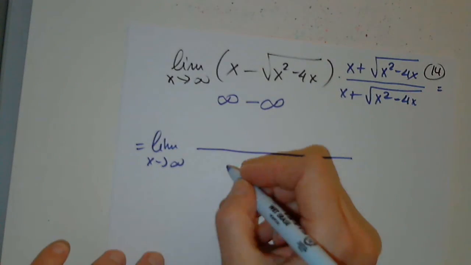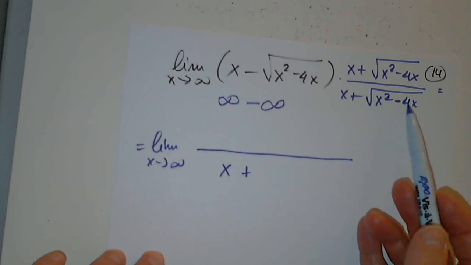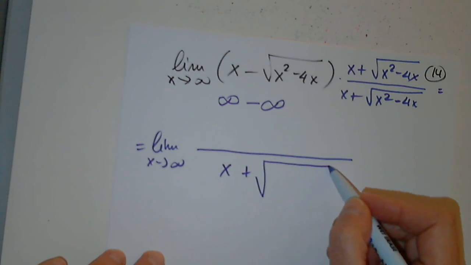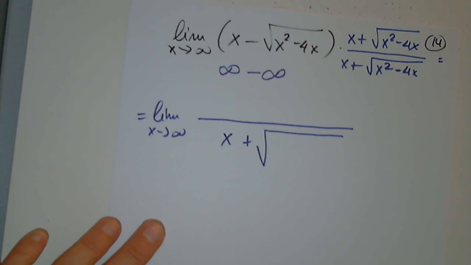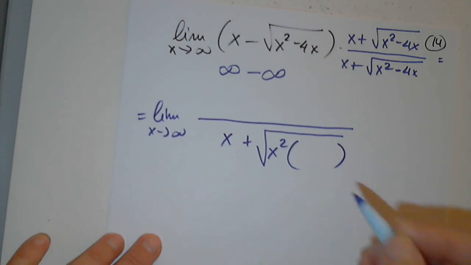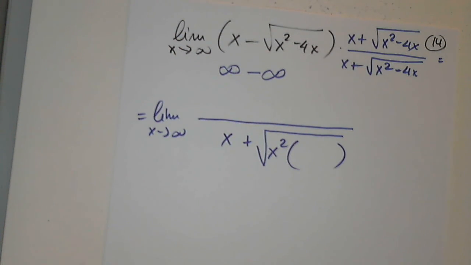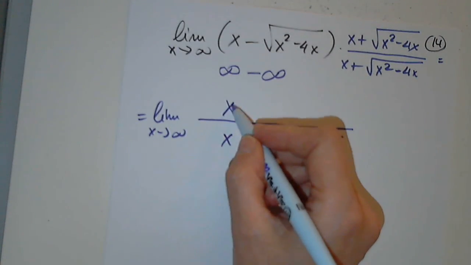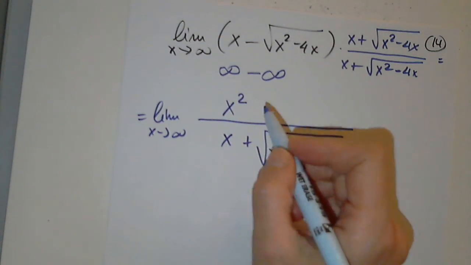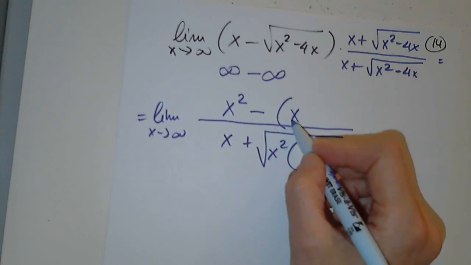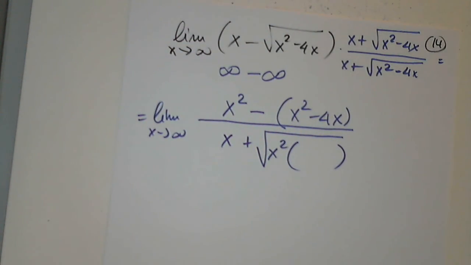I'll copy the denominator, but now I know what I have to do, so I'm going to immediately factor out what under the square root? x squared. Yes, because that's the degree. And then we'll find in a minute what to write in parentheses. Can anyone give us the numerator? x squared minus, in parentheses, x squared minus 4x, right? Because it's a squared minus b squared. Any questions? Do we see this? Are you okay? Are you with me?